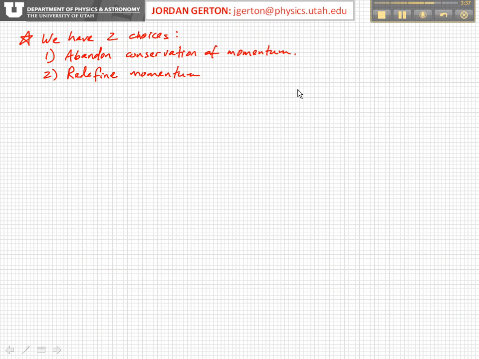Okay, so again, we have two choices. We can either abandon the conservation of momentum, or we can redefine momentum. And obviously, what we're going to try to do is to find an expression for a generalized momentum which is invariant between coordinate systems that are moving with respect to each other.